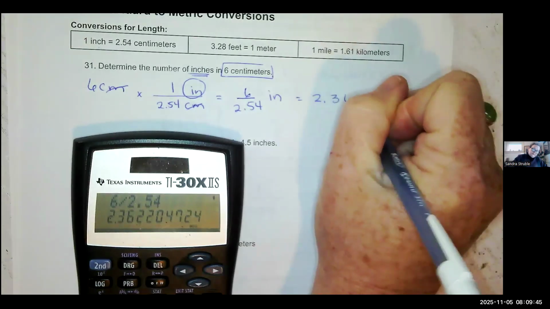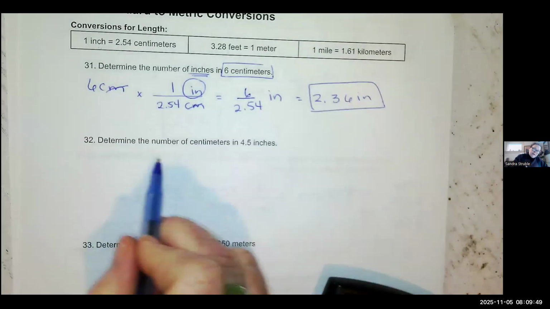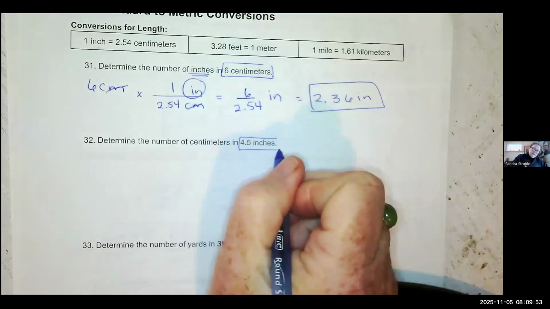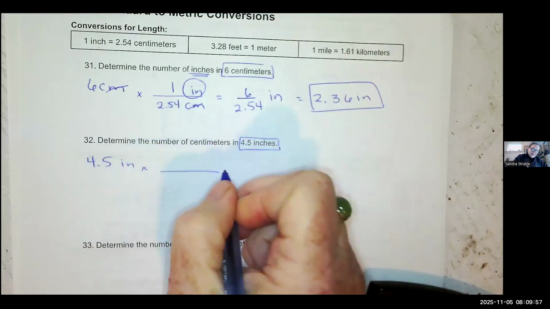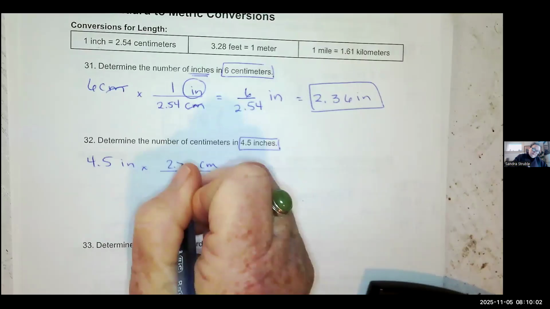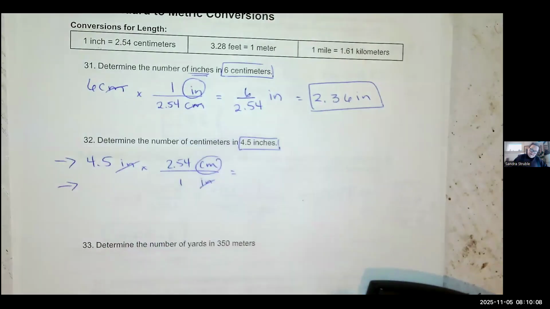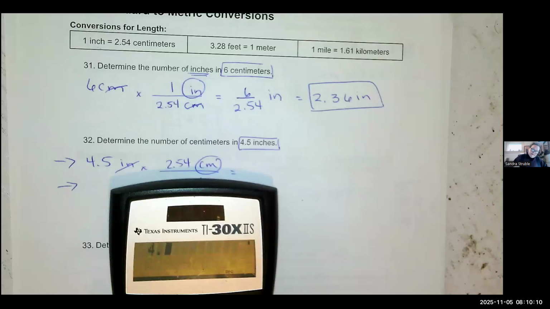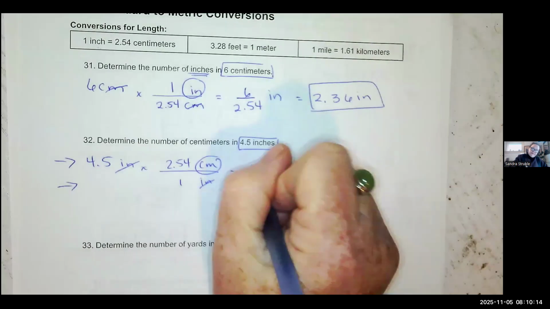All right. Determine the number of centimeters in 4.5 inches. So now we're going the other direction. Start with what you're given and convert to centimeters. It's a one step. So inches to centimeters. 2.54 centimeters to 1 inch. Multiplying straight across, inches are gone. 4.5 times 2.54 is 11.43, and this is centimeters.